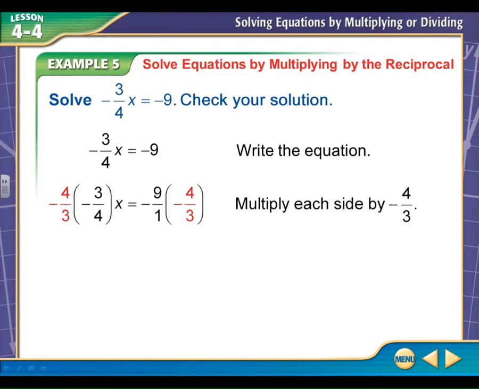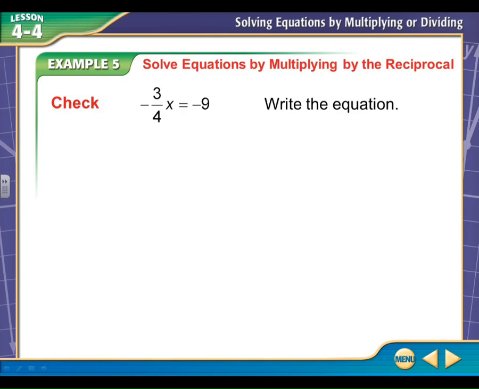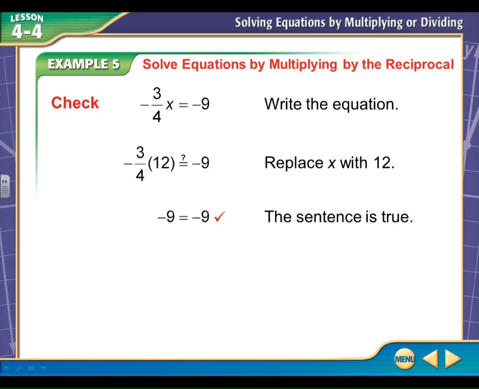I'll just run through it again so you can see it. That's what you do when you have a fraction as a coefficient to the variable x. You multiply by the reciprocal. And your answer is x equals 12. If you want to check it, you put 12 in the place of x. You can put all of that in your calculator and you should get negative 9 equals negative 9. It makes a true statement.